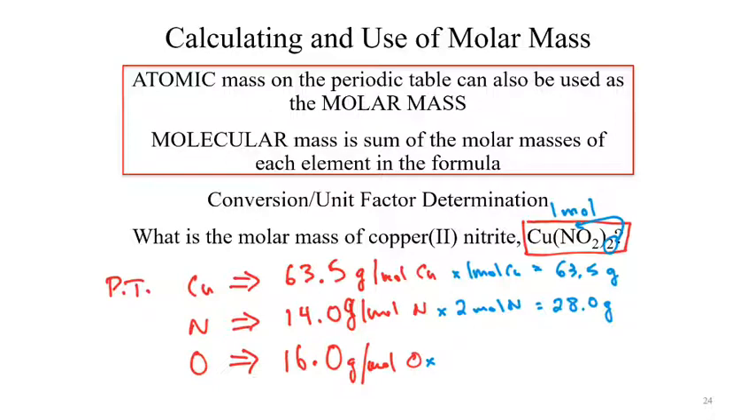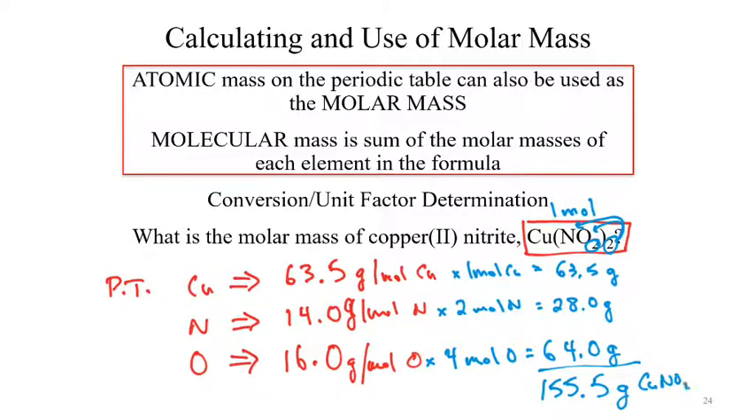How many moles of oxygen? Well, the 2 applies inwards, and I already had a 2 there, times 4 moles of oxygen. Wish I could do that in my head. That gives 64.0 grams. And now if I want the molar mass for that substance, what can I do? I just add those numbers up, and if we can do that correctly and in a reasonable amount of time, we should find that the answer is 155 grams of copper nitrite per 1 mole of copper nitrite.